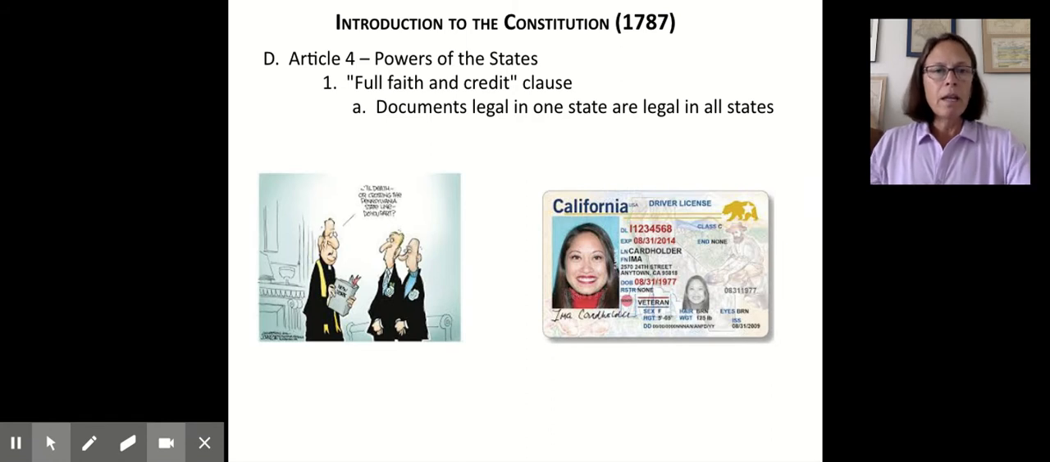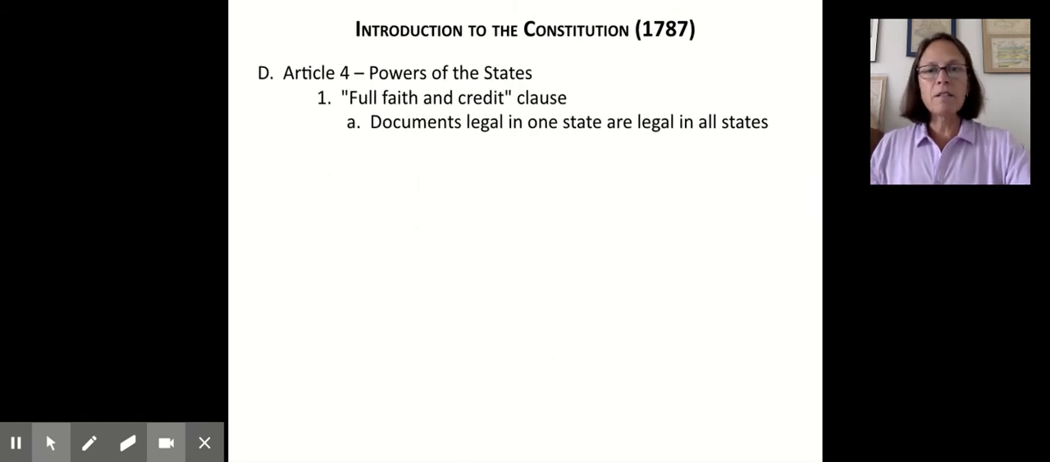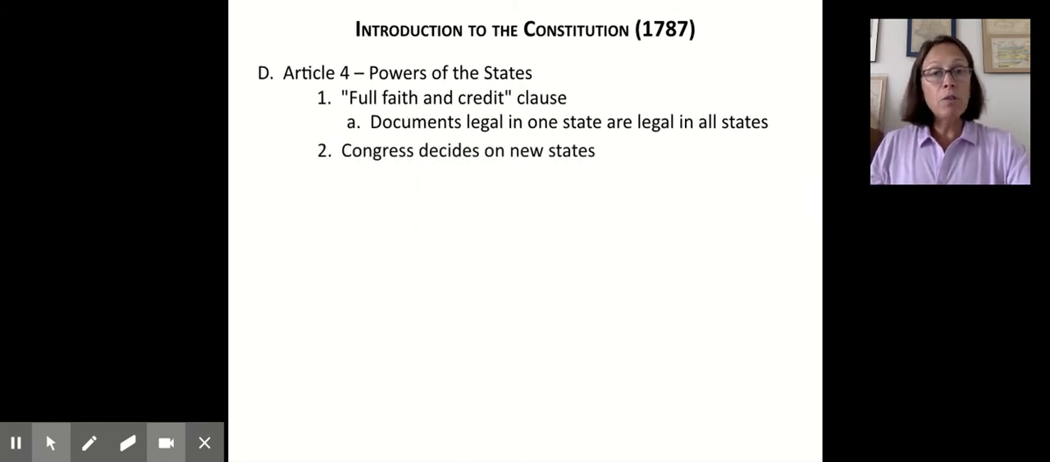All right. Next, the next power of the states is Congress deciding on new states. So there's a few requirements for a territory to become a state. First and foremost, you have to have at least 60,000 people in population. The territory has to ratify the Constitution. But even after you do all that, if Congress says, you know what, we don't want this state to come in, then they can reject you.